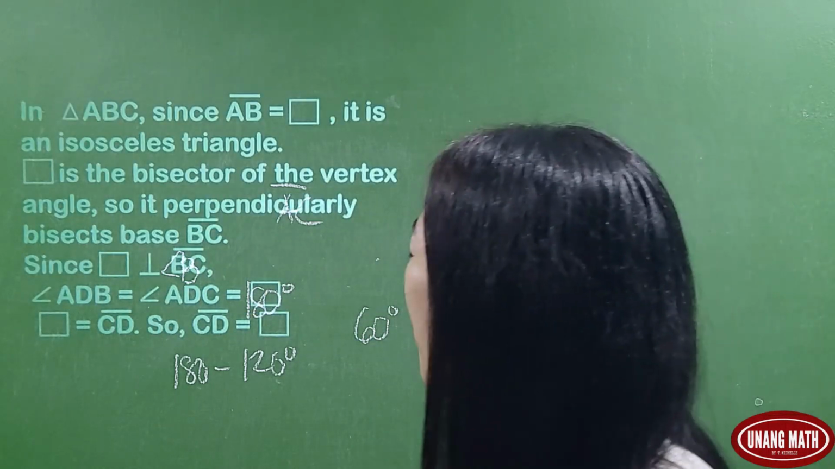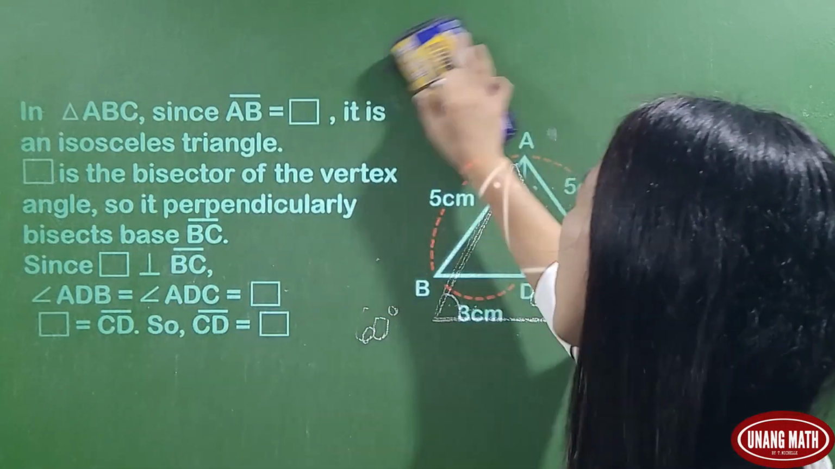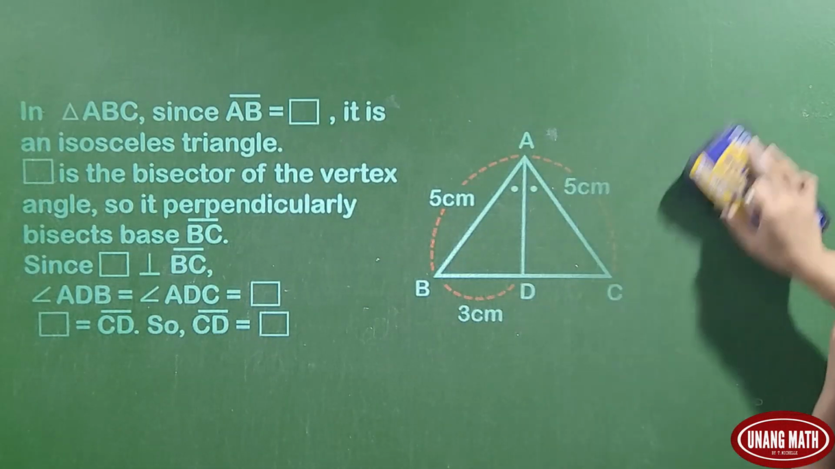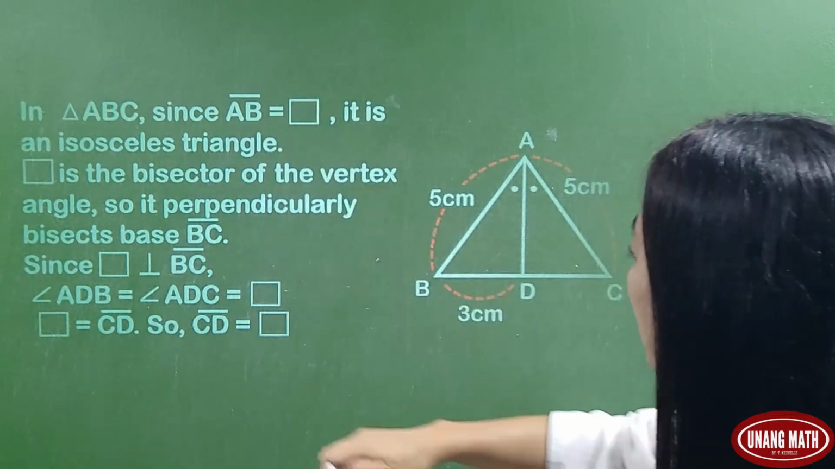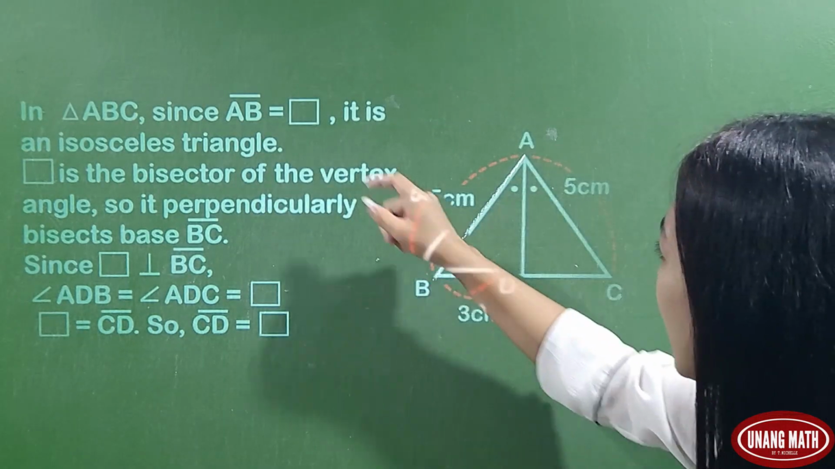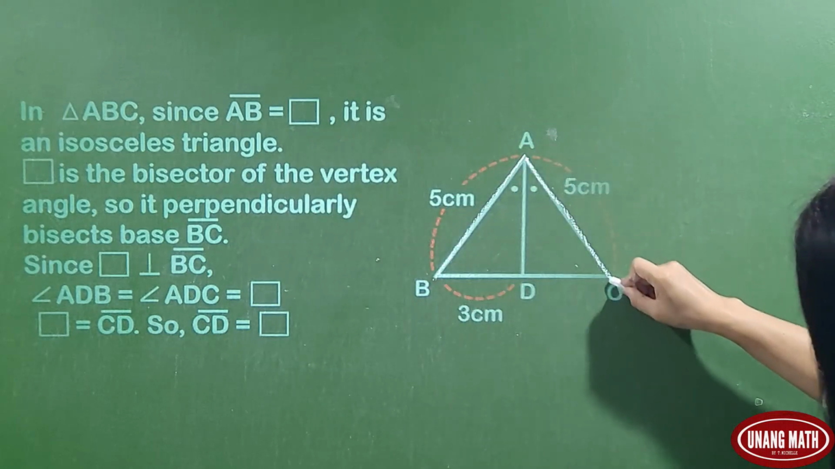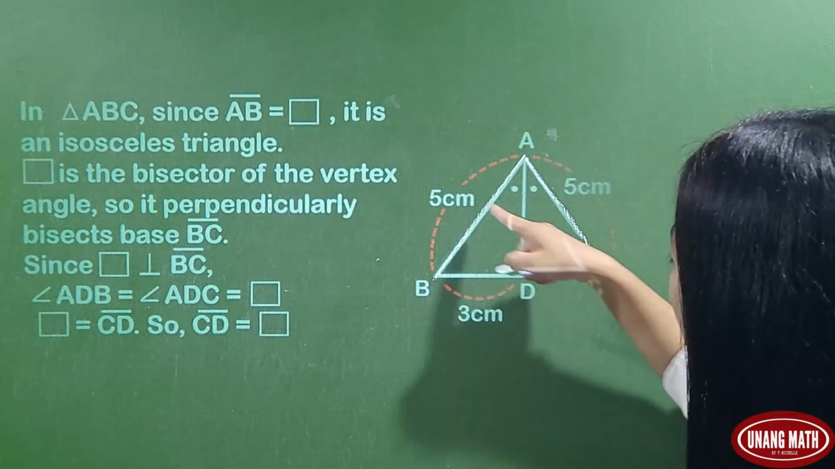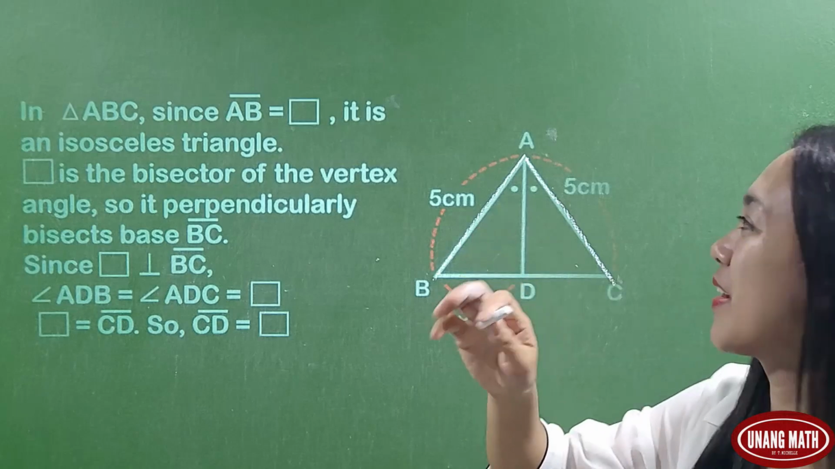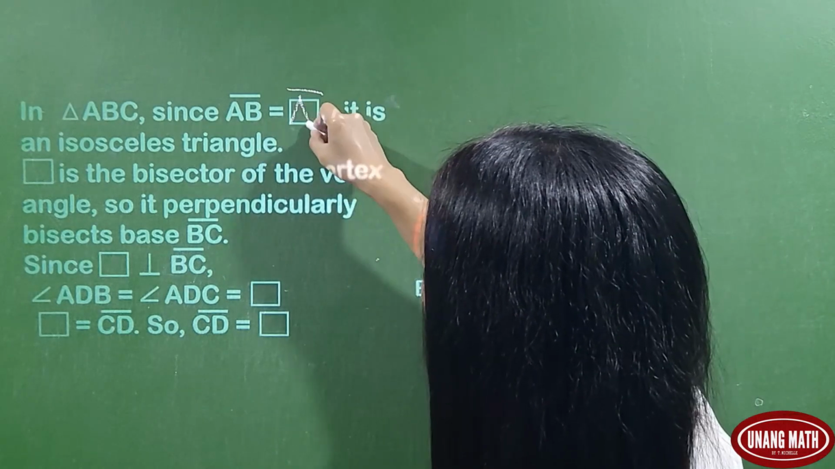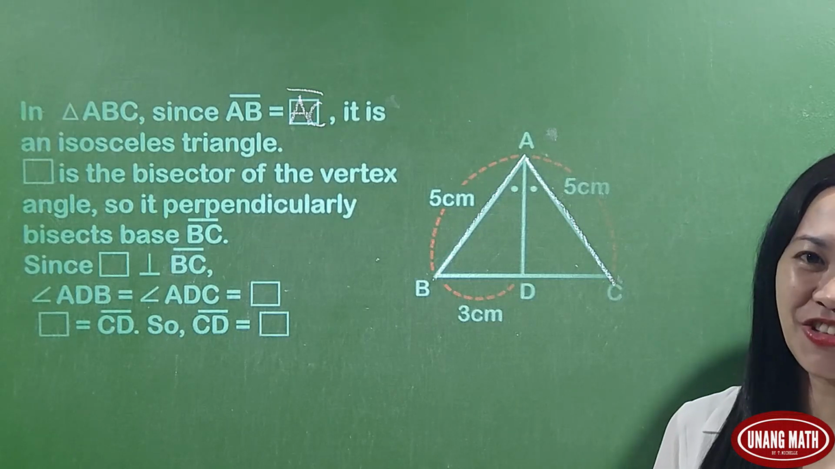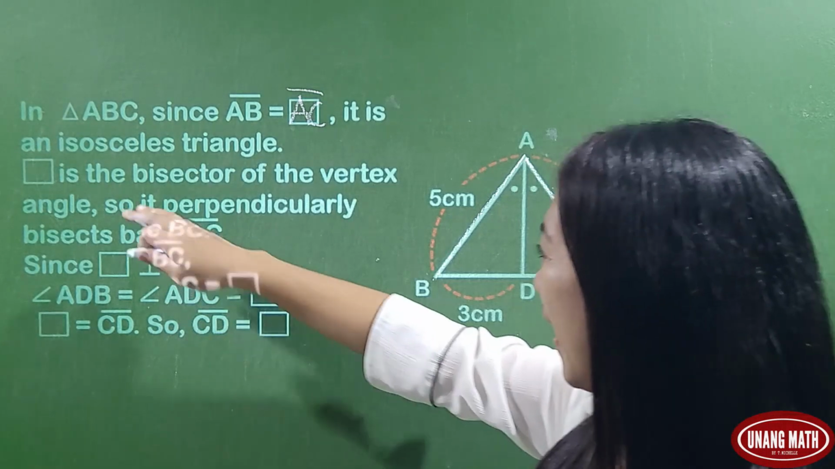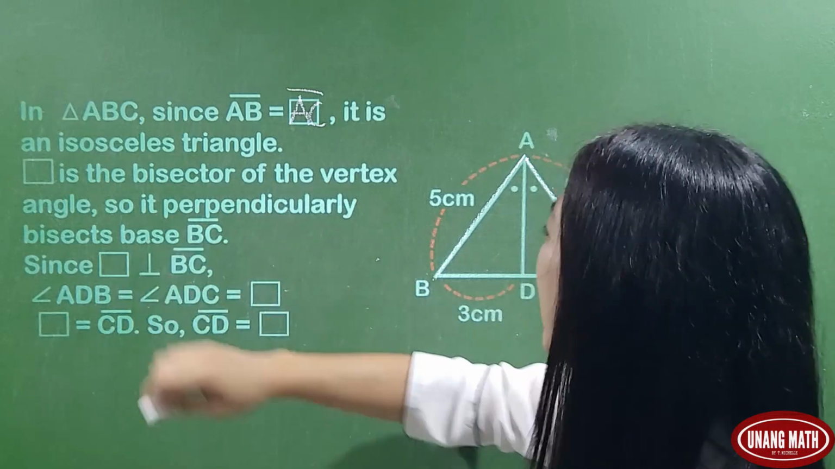Okay, moving on to our next question. In triangle ABC, or this triangle, since segment AB, or this side, is equal to segment AC, or this side, because both are 5 centimeters, then this triangle is an isosceles triangle. Okay, blank is the bisector of the vertex angle.